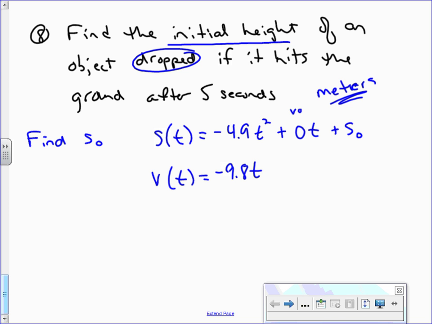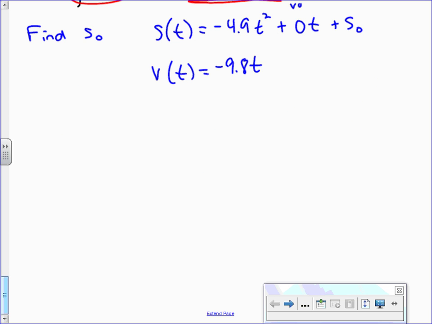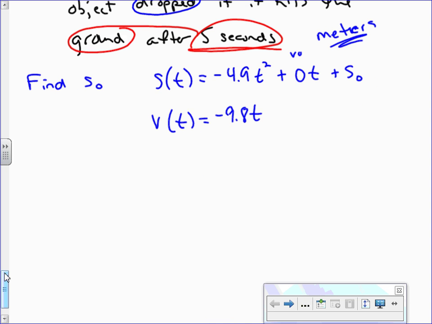So what else have they told me that I haven't used? What happens at 5 seconds? It hits the ground. So 5 seconds, hits the ground. So that tells me that two things happen at the same time. That is telling me that when the time is 5, the position is 0. That's what it's telling me. When the time is 5, the position is 0.